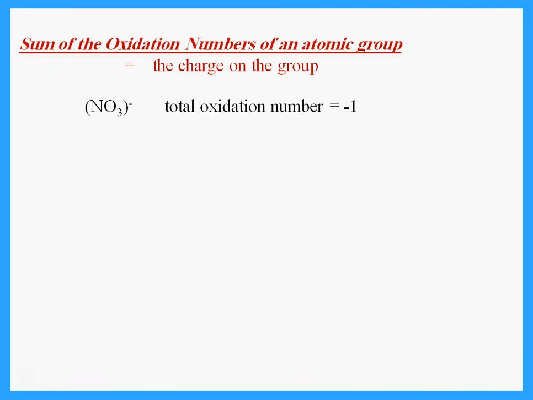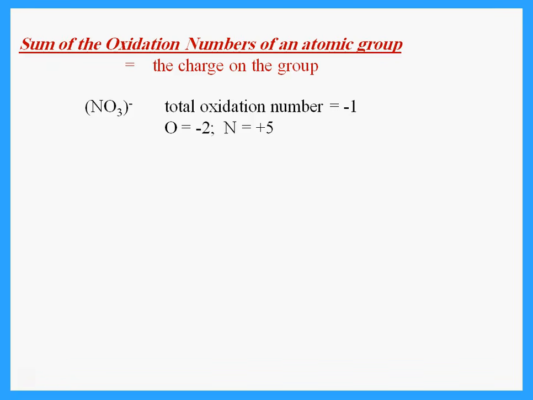So for example, if I have nitrate, if you remember, nitrate has to be written NO3 minus. So the overall charge on the NO3 is -1, and that means the total oxidation number of this group is -1, not 0 as what we said. We said if it is neutral and there is no charge on top of it, then the total has to be 0. But here there is a charge. That is the total oxidation number. So the total oxidation number for nitrate has to be -1.